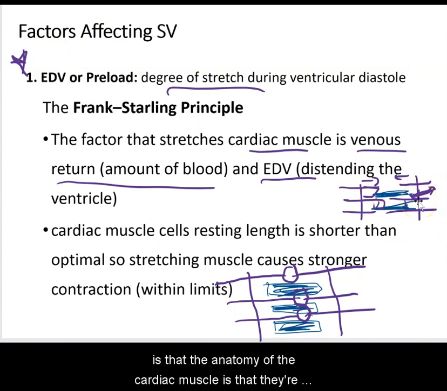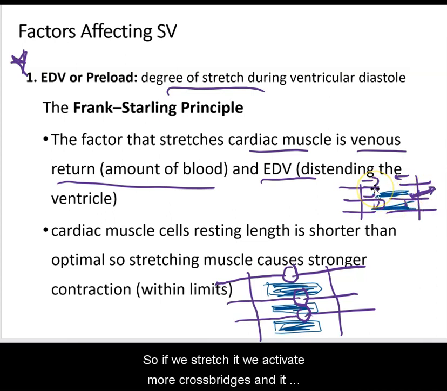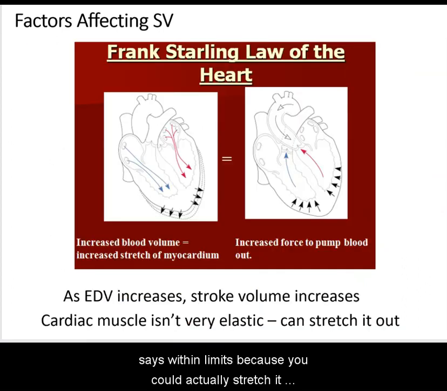So the idea is that the anatomy of the cardiac muscle is that their resting length is shorter than optimal. So if we stretch it, we activate more cross bridges. And it says within limits because you can actually stretch it out so that very few cross bridges can form, right? If it's too far apart, then the myosin can't grab the actin. And so what we see is that if we are able to stretch this a little bit, it contracts a lot harder, which means more blood leaves, and your stroke volume is going to increase.